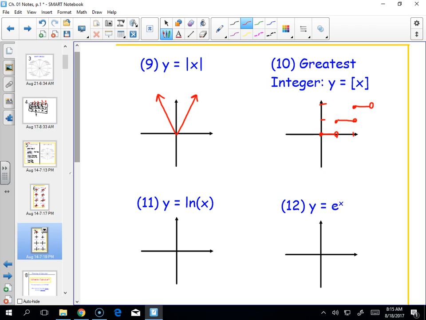But if I have negative 0.5, technically it doesn't have 0 yet, so it's going to be down here at negative 1. And if I have negative 1.3, it technically hasn't reached negative 1 yet, so it's going to be down at negative 2. Okay, what was the question, Tyler?